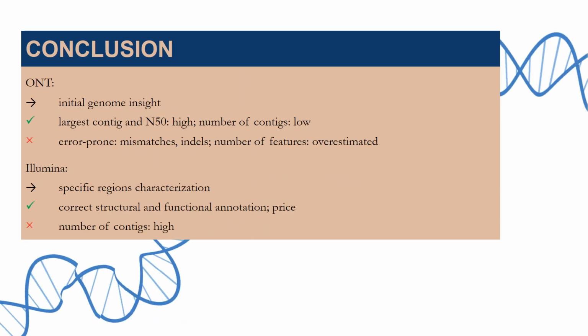In conclusion, nanopore assemblies have proven to be a more efficient approach for initial insight into the genome. Namely, the Oxford Nanopore technology resulted in a small number of long contigs. Moreover, nanopore assemblies revealed more genomic features in comparison to Illumina assemblies. In contrast, the Illumina approach is more applicable for the detailed study of specific genomic regions. Illumina approximates the number of individual features and contains fewer errors than ONT compared to the reference genome.